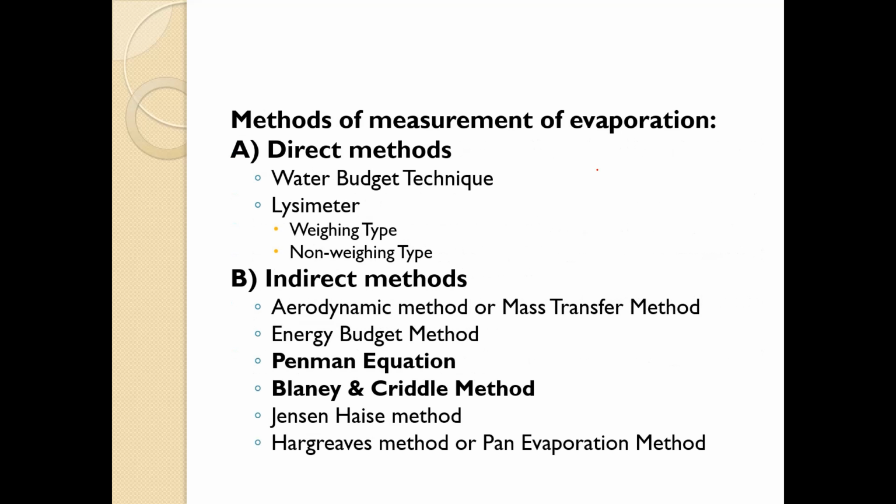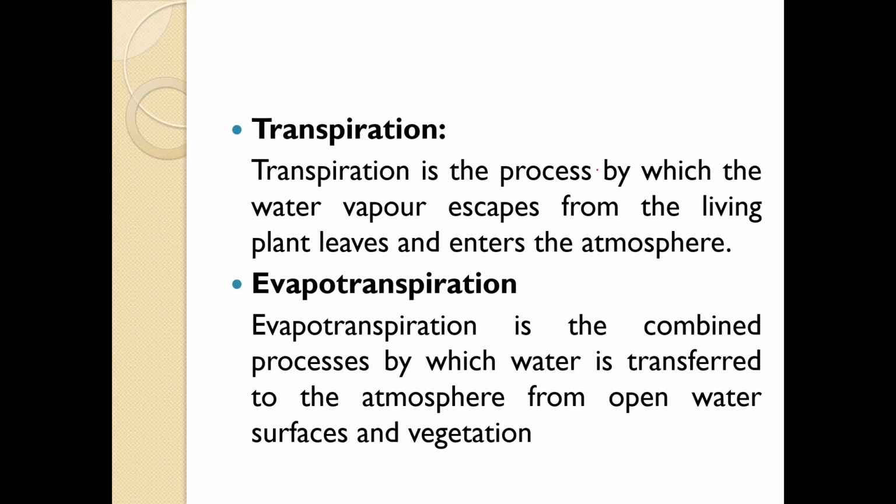What are the methods of measurement of evaporation? In direct methods, there is the water budget technique, then the lysimeter, that is weighing type and non-weighing type. In indirect methods, there is the aerodynamic method or mass transfer method, and the energy budget method. Then Penman's equation is there. Blaney-Criddle method is there. Jensen-Haise method is there. Hargreaves method or pan evaporation method is there.